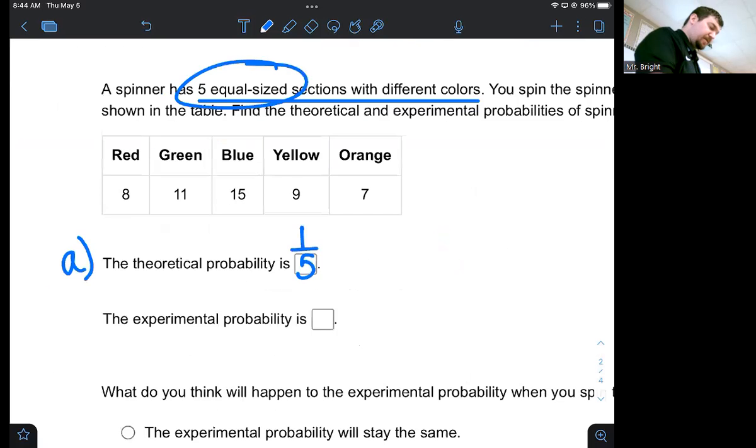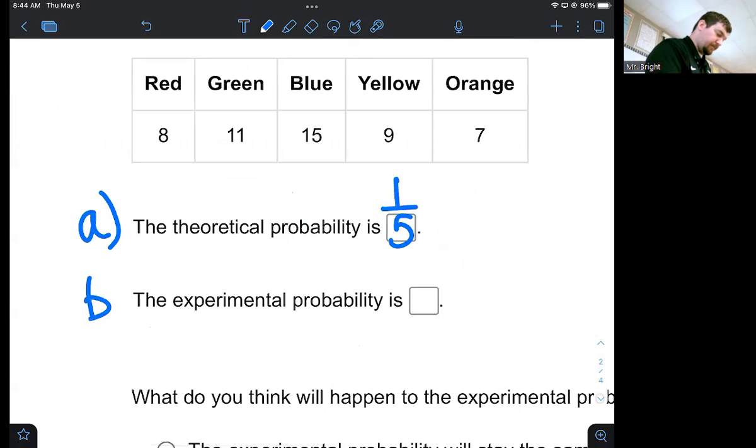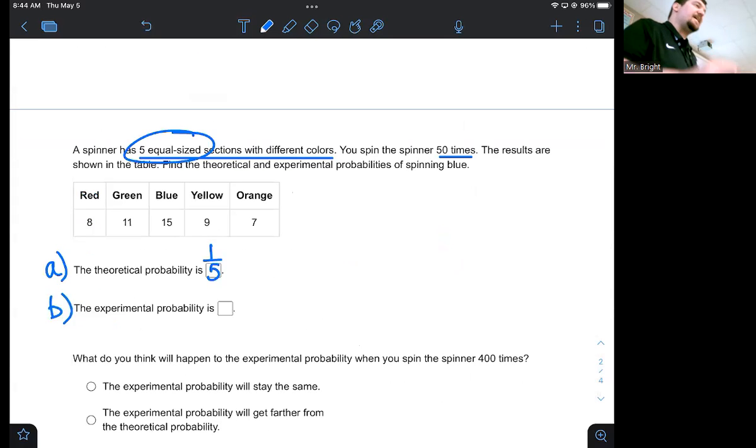For part B, the experimental probability is what actually did happen. This, Parker, when we were talking about like, I'd have to give you the data, this is where you'd have to use the data. There's no way to figure out the experimental probability unless you've already done the experiment.